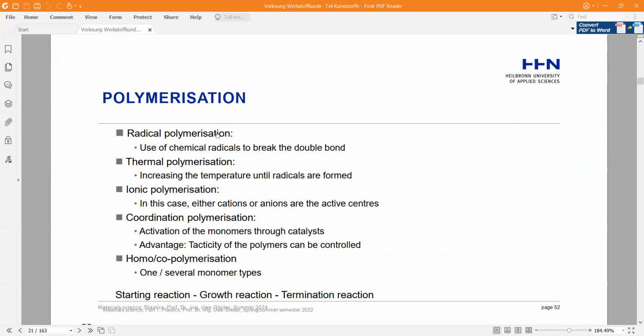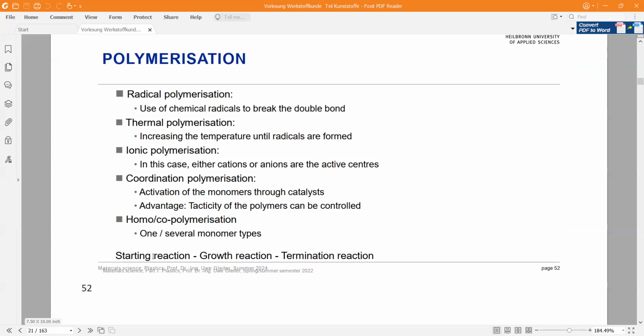Polymerization and its types. Radical polymerization uses chemical radicals to break the double bond. Thermal polymerization uses high pressure till radicals are formed. Ionic polymerization, in this case, either cations or anions as active centers. Coordination polymerization, activation of monomers through catalysts. An advantage is that tacticity of polymers can be controlled. Homo- and copolymerization, one or several monomer types.